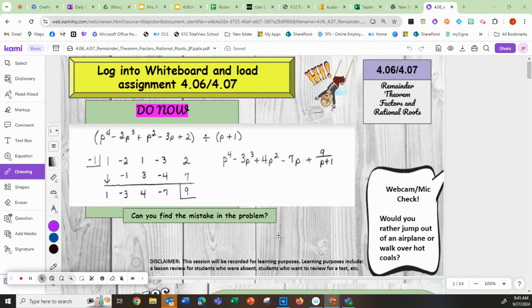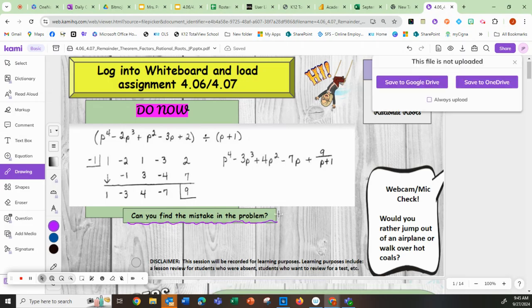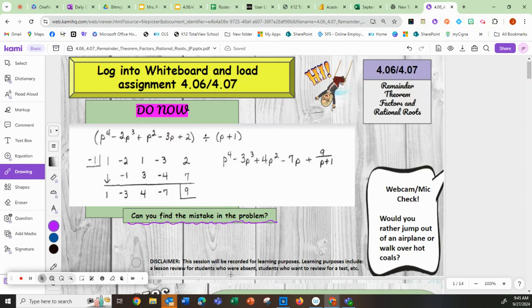Let's take a look at the do now. If you want to pause, it says, can you find the mistake in the problem? So the question is right here, so that means there is a mistake. If you want to hit the stop button on your video and take a minute to see if you can find the mistake, then when you think you found it, you can click play again.